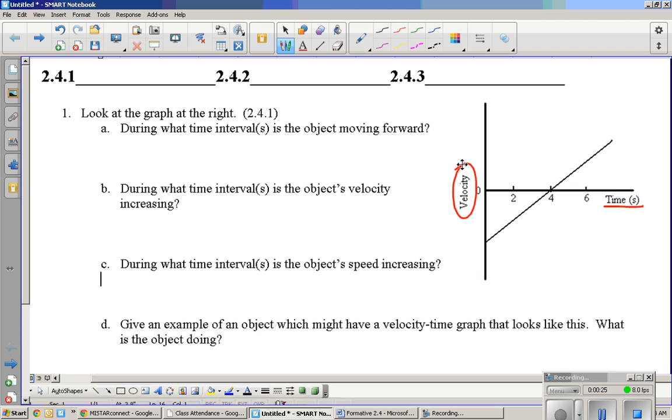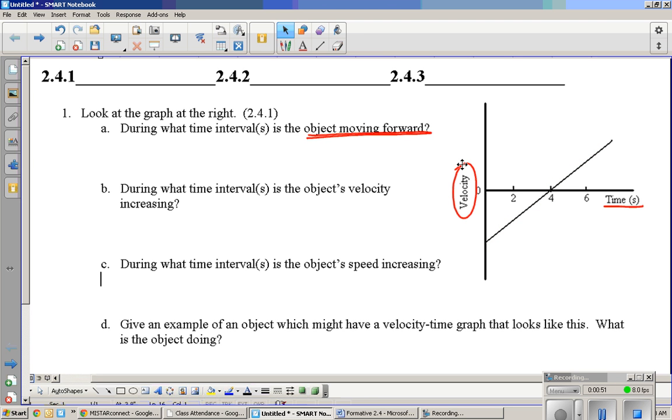Okay, so the first question says, during what time intervals is the object moving forward? All right. The common mistake I get is people look at this graph and go, oh, look, it's sloped uphill. That means it's always moving forward. And that's not correct. If this had been a position time graph, that would be correct, because then your position would be increasing, which would mean that you're moving forward. But that's not what's happening here. It's a velocity time graph.